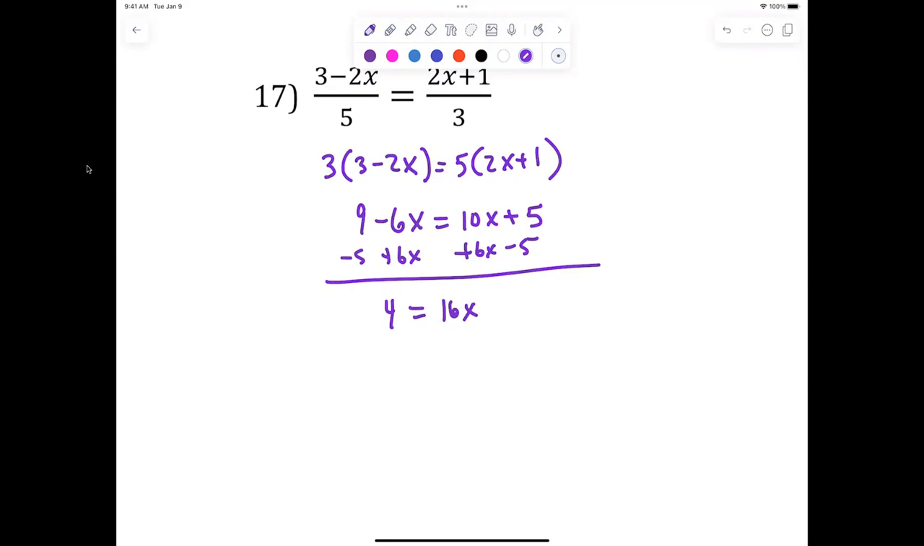It's not 4. It's what? Dividing by 16. Divided by 16. So x is equal to 1/4. Wait. What?